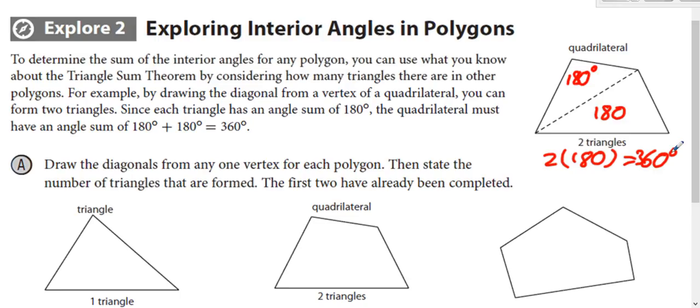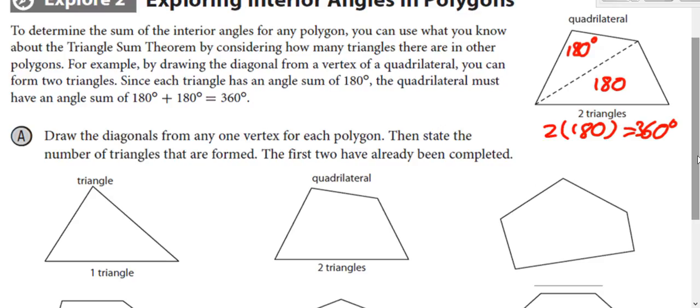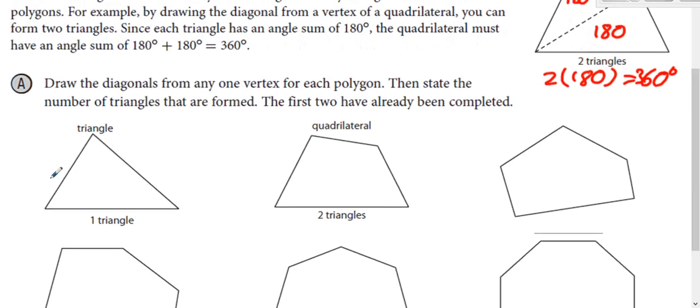You can do that for all sorts of shapes, all the polygons. If you draw the diagonals and figure out how many triangles there are, you can figure out what the sum of the angles equals. So this is one triangle, which means 180 degrees. If you draw, like we did in the example up top, that diagonal, we get two triangles, which is 180 times 2, which is 360 degrees.